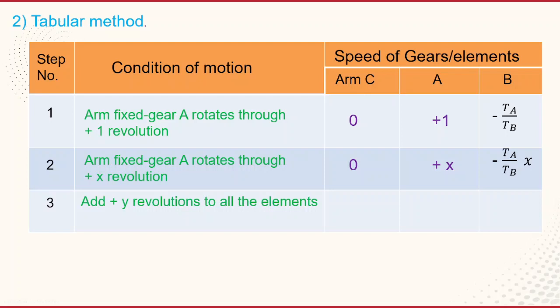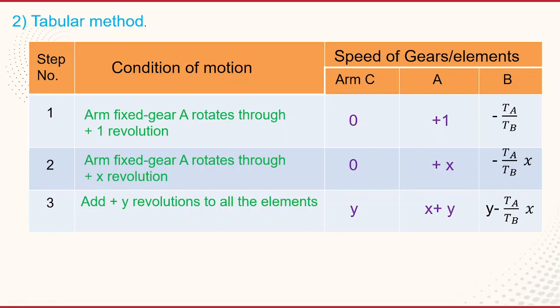Next, third condition: add plus y revolutions to all the elements. All the elements get plus y. Now I added y, so this is x plus y, and y minus TA by TB into x. Now you can see that the last row, step number 3, gives the speeds of the elements. The speed of arm C is y, the speed of gear A is x plus y, and the speed of gear B is y minus TA by TB into x. These are the equations.